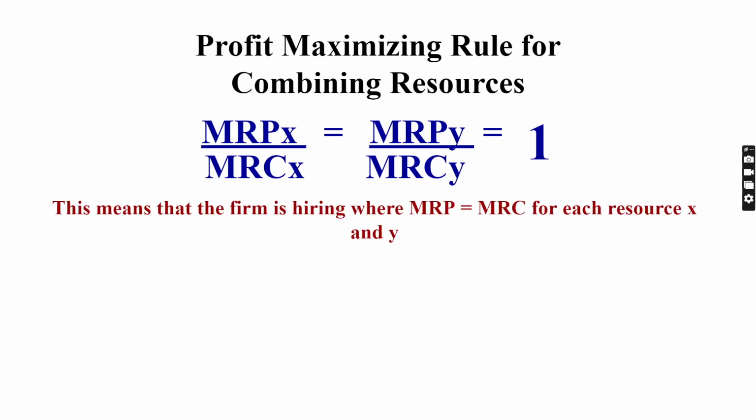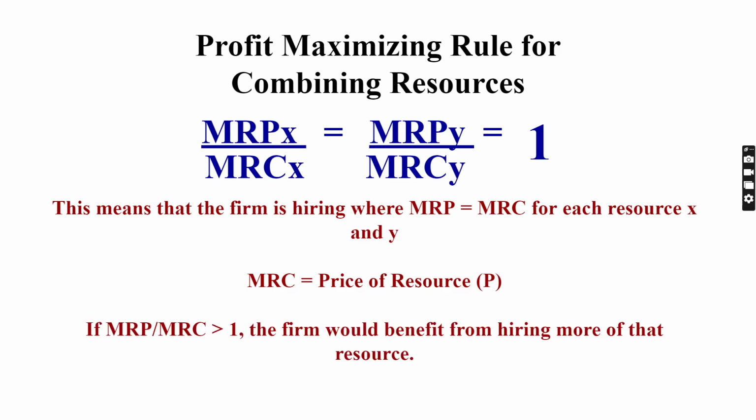A couple things to keep in mind here. If the firm is hiring where MRP equals MRC, that means the firm is maximizing profit, and they're employing the quantity of each resource X and Y that allows them to maximize profit. Remember that the marginal resource cost is just the price of the resources, so occasionally you will see on AP questions, instead of them saying marginal resource cost, they will just say the price of capital or the price of labor, whatever it is, but they're the same thing.